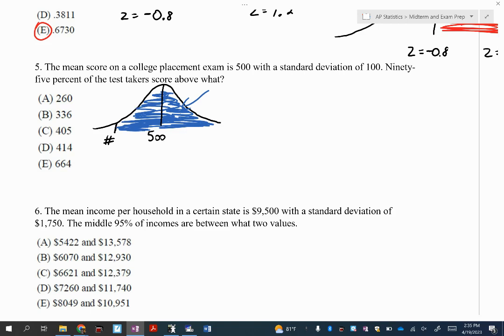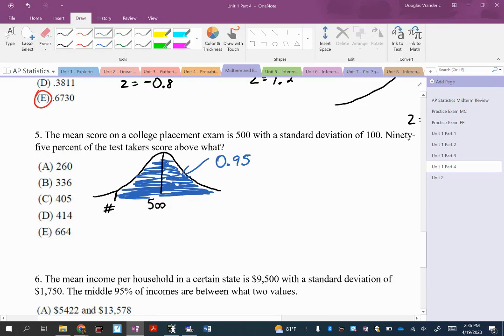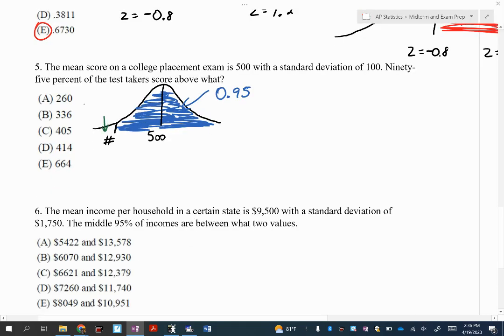I try my best to make that most of the curve, right? If you look in the problem, it says 95% of the test takers are scoring above this score. So this blue area should be 0.95. Now, the way we do this in our calculator is I cannot actually type in area to the right. I have to always type in area to the left. So if 95% of the test takers are to the right of it, what percentage are scoring below this number? 5%.